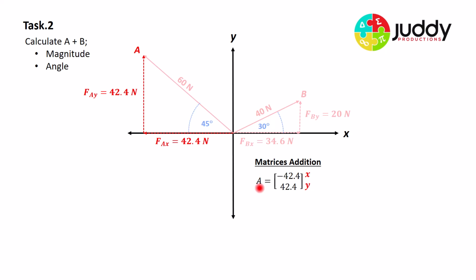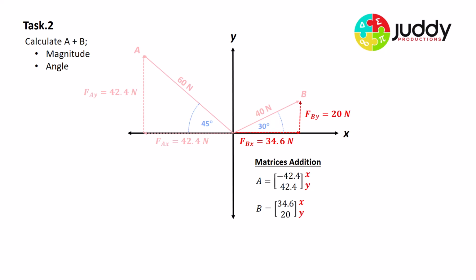In this example for matrix A, the value for x, which is the horizontal component, is negative 42.4. Notice we put in negative because in terms of a Cartesian coordinate, this is actually a negative in the x direction. And vertically, we're going up in a positive direction, that's 42.4. So that's vector A represented in matrix form with the x term first and the y term second.